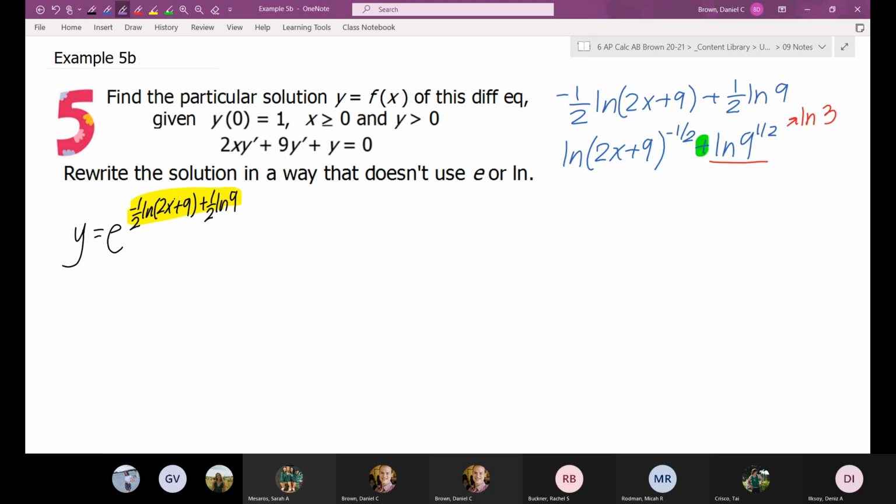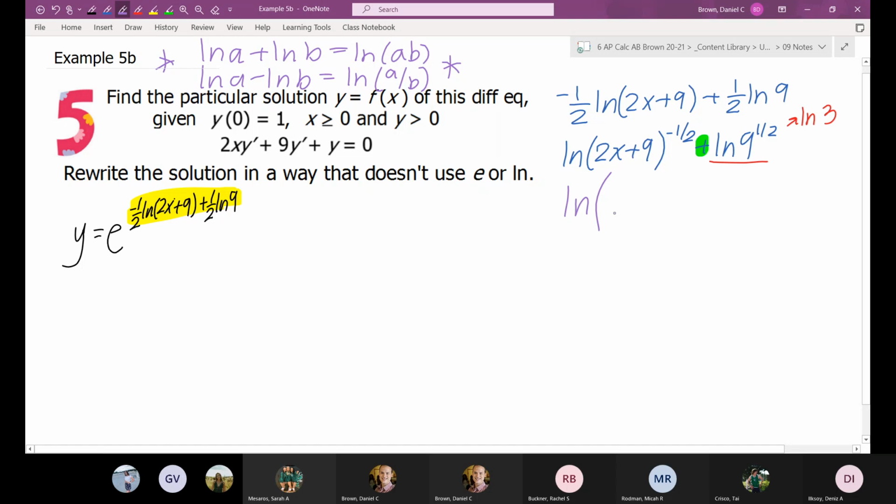Multiply. So we have this rule. When you have the natural log of something plus the natural log of something else, you can combine it using a product. There is also a quotient one. If you are subtracting two natural logs, you can combine them using division. And so if I'm simplifying this one, I can write this as a single log of the first one times the inside of the other one, which is 9 to the 1/2, or just 3.